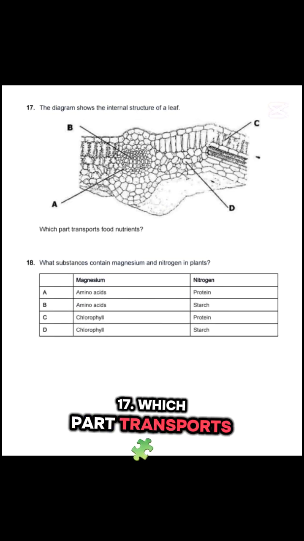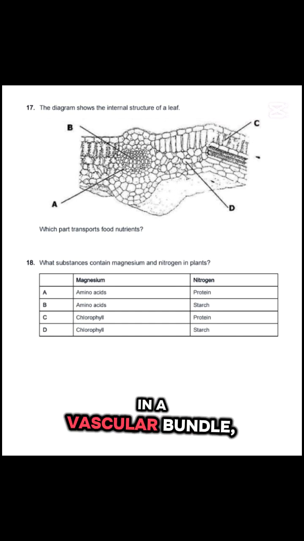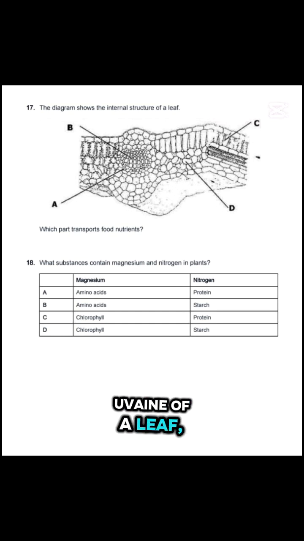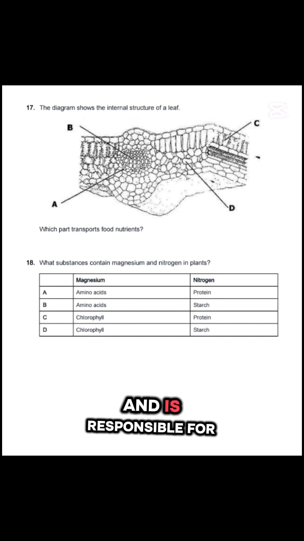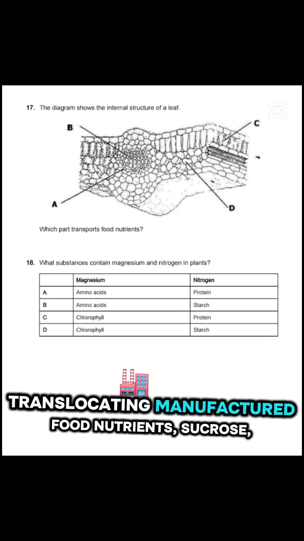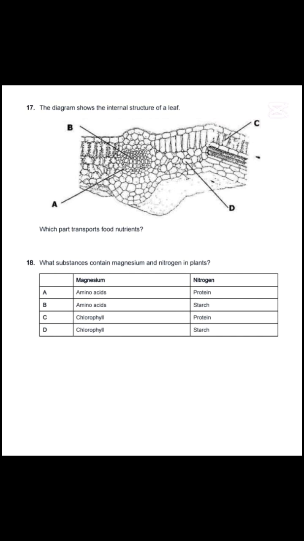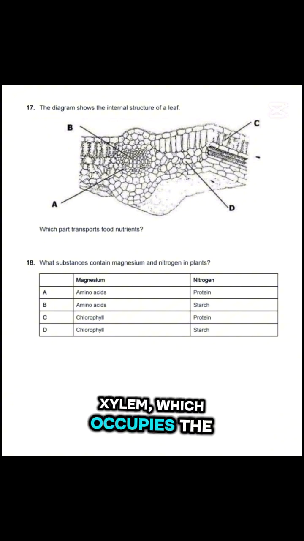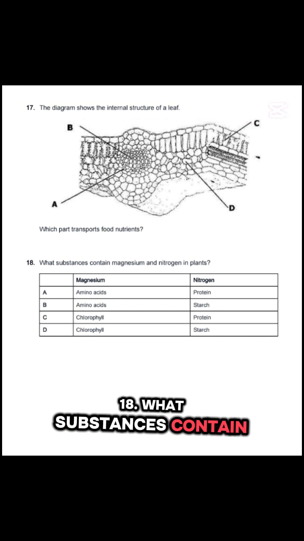17. Which part transports food nutrients? Correct answer, A. Explanation and reasoning: in a vascular bundle, vein, of a leaf, A points to the phloem, which is located on the lower side of the bundle and is responsible for translocating manufactured food nutrients, sucrose and amino acids, away from the leaf. B points to the xylem, which occupies the upper side of the bundle and transports water and mineral salts into the leaf.